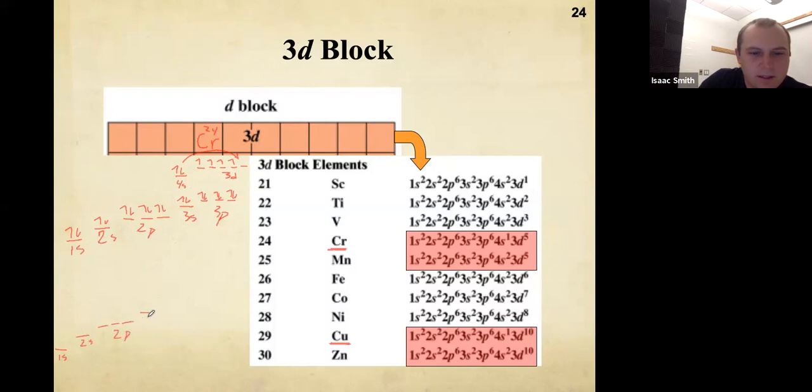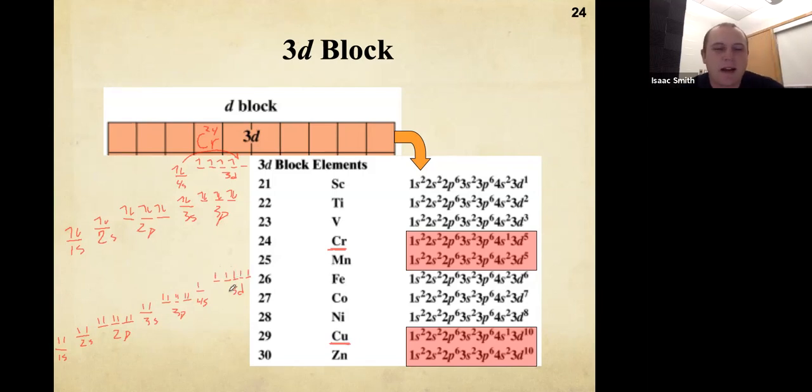1s, 2s, 2p, 3s, 3p, 4s, 3D. What you actually end up with, I'm just going to draw lines because it's taking too long, is this. So you have half-filled orbitals in the 3D sublevel and in the 4s orbital. This configuration is actually more stable than the one you might expect.